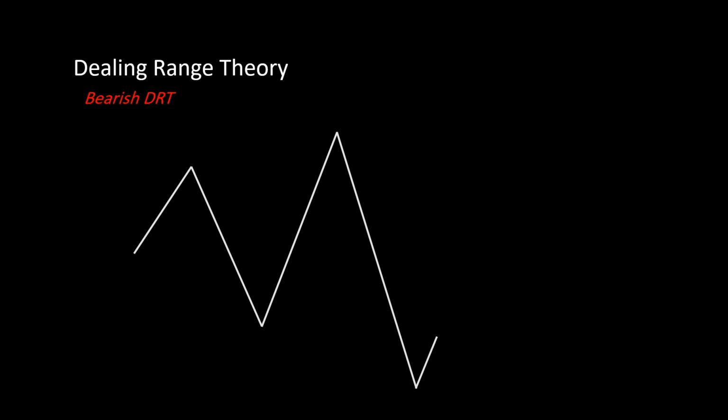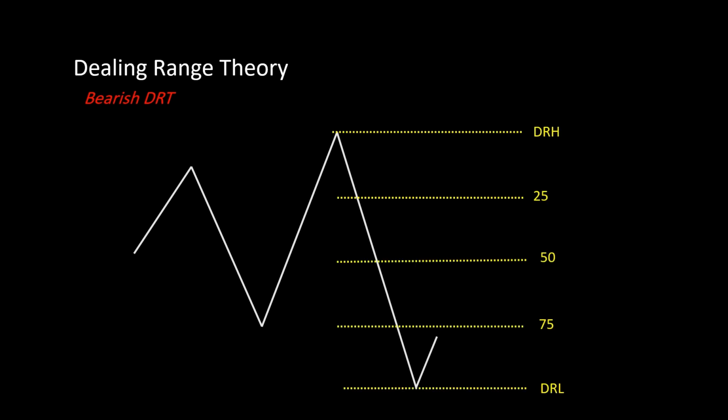To analyze this structure, we can divide the range into quadrants using a Fibonacci retracement tool. The high of the dealing range becomes the 0 level. The low of the dealing range becomes the 1 level. The midpoint, 50%, is labeled 0.5, which we refer to as the 50 DRT level. Other key levels include the 25 DRT and 75 DRT marks. These DRT levels are more than just percentages, they are reference zones where high probability reactions often occur.